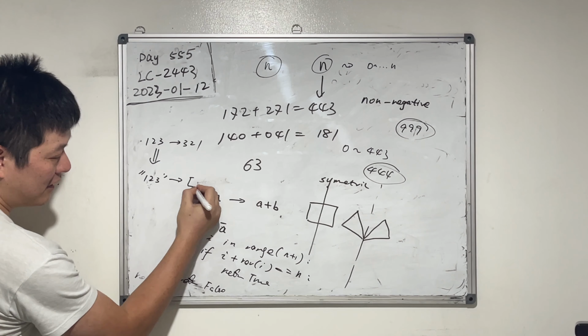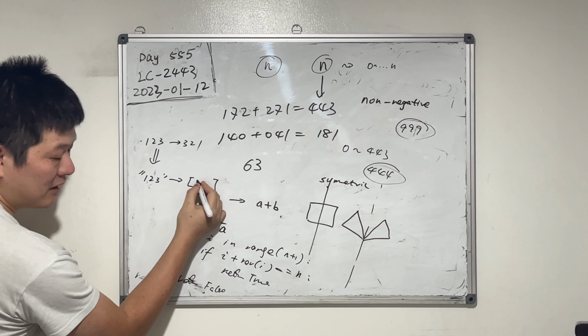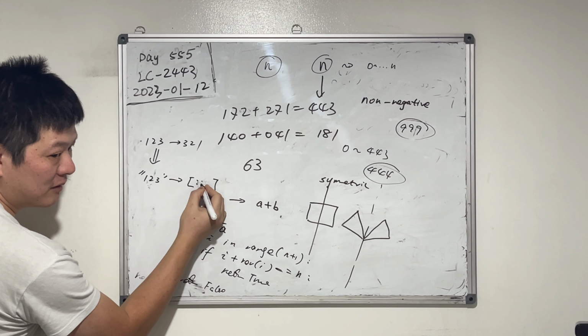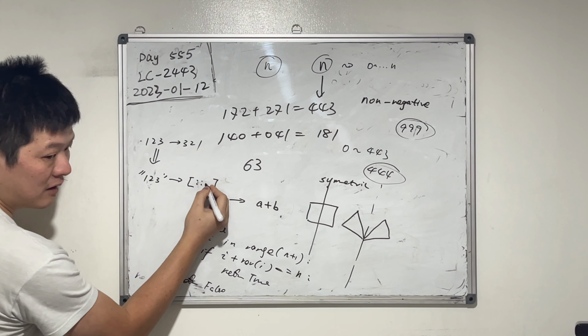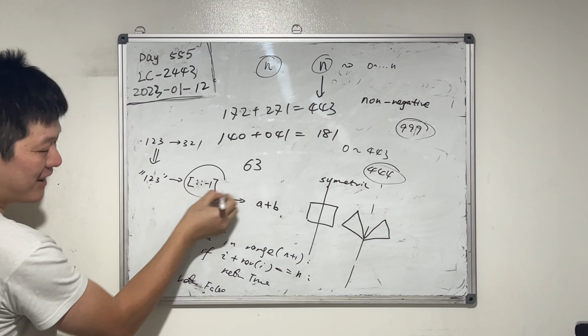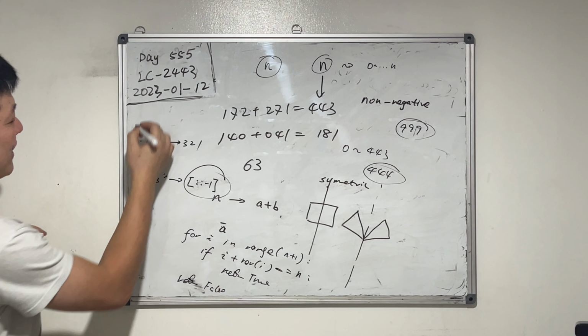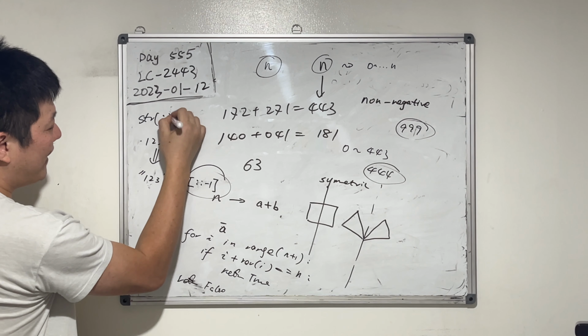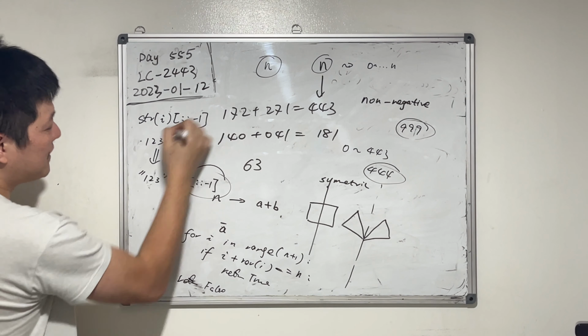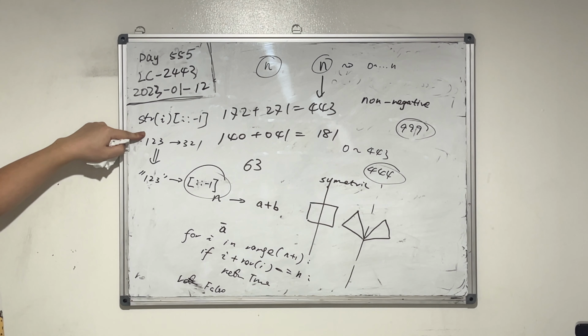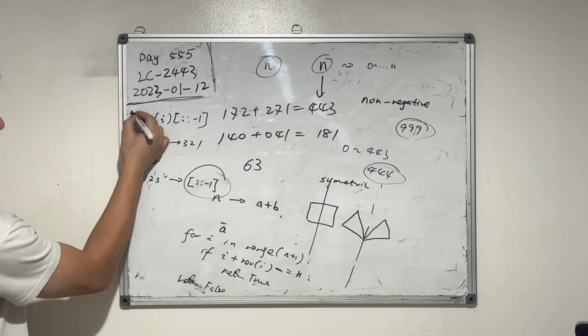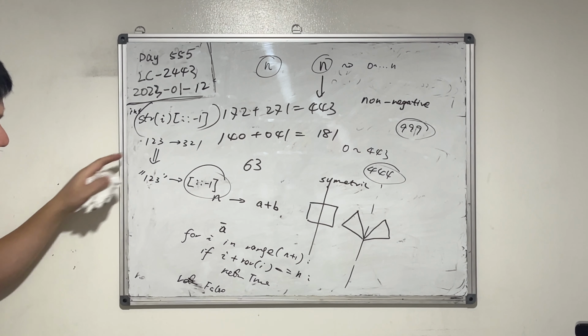We use the list slicing: colon, colon, minus 1. Remember this one, colon minus 1? First of all, we convert it to a string, str(i), and then we do this colon minus 1. But this is a string, so now we need to convert it back to an integer. So we just put it in int(). Okay, this is one way.